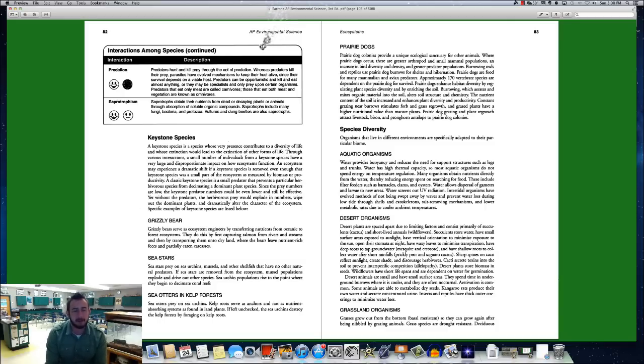And then finally, our last interaction is saprotrophism, where one organism benefits and another one is relatively unaffected. Most of the reason they're unaffected is because they're already dead. Saprotrophs obtain their nutrients from dead or decaying plants and animals through absorption of soluble organic compounds: fungi, bacteria, and protozoans. Vultures and dung beetles could also be considered saprotrophs because they are getting their food from an already dead organism. So those are our main types of interactions among species.